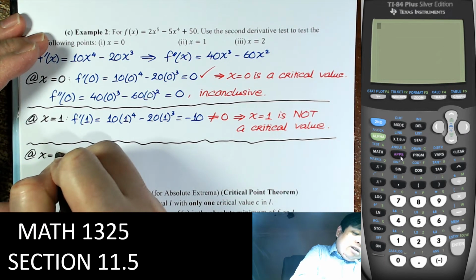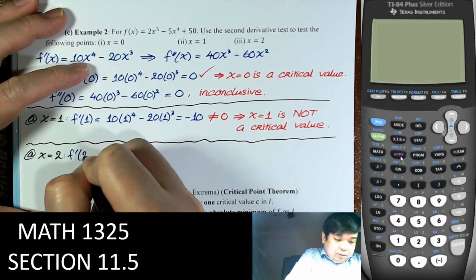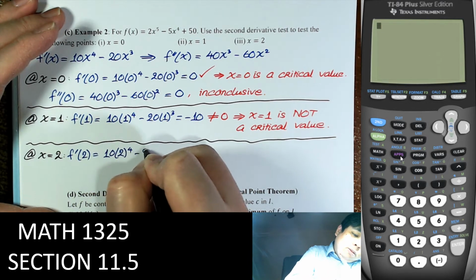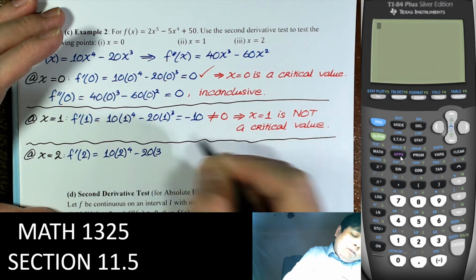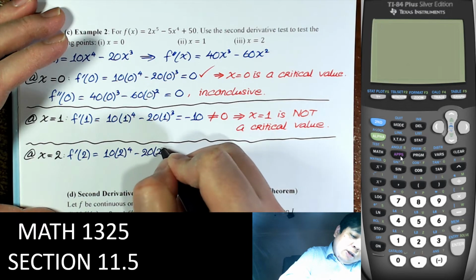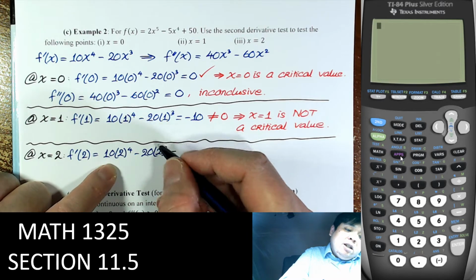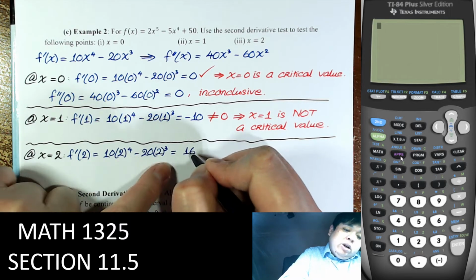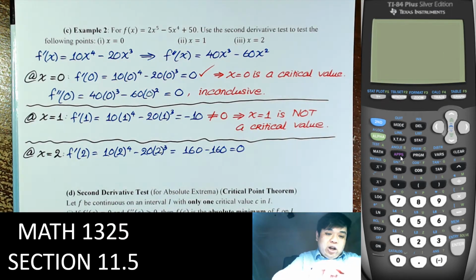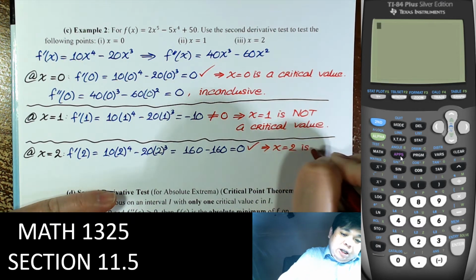Now we test for x equal to 2. Again, put it in the derivative. So 2 to the 4th, 16 times 10, 160. 20 times 8, also 160. So that checks. That means x equal to 2 is a critical value.